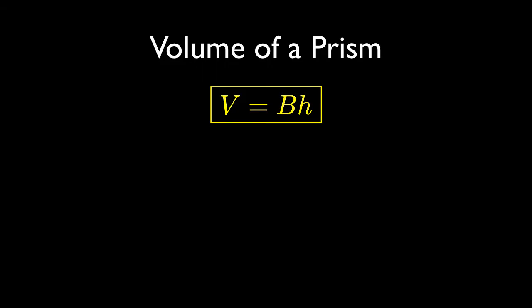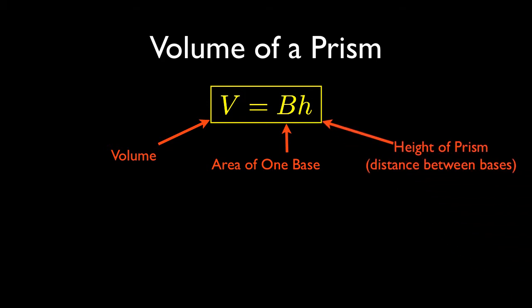So the volume of a prism. The volume of a prism we represent with this formula, V equals big B times little h. Now, big V, of course, is the volume of the prism. B, the big B, refers to the area of one base, and little h is the height of the prism. Remember, heights of prisms, it's the distance between the two bases.